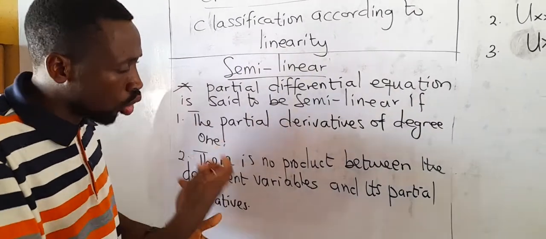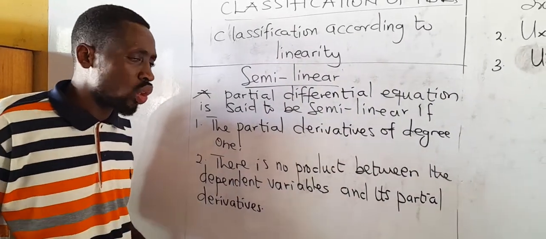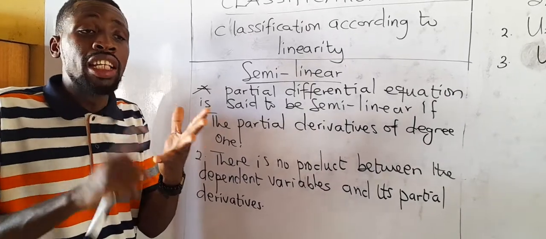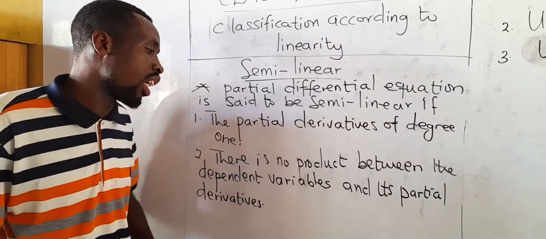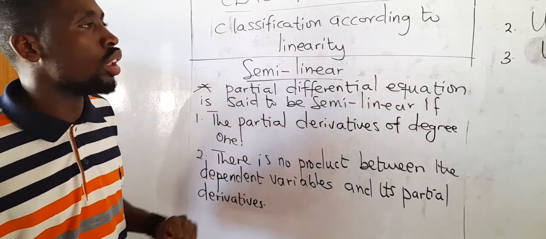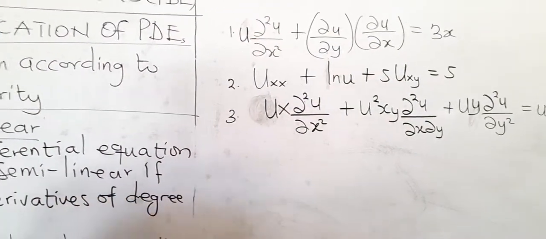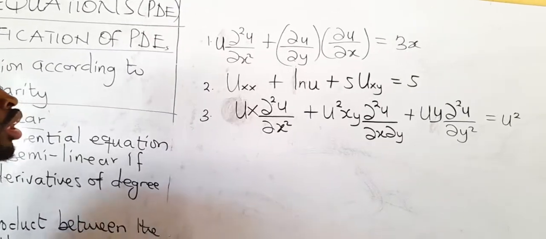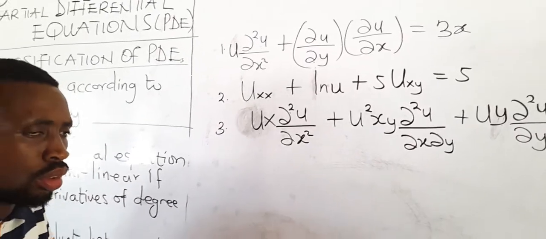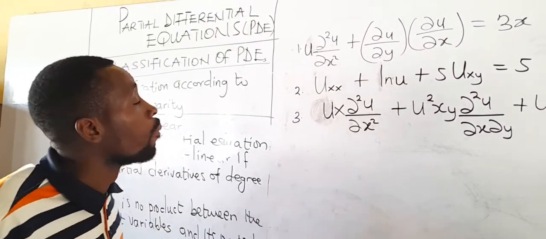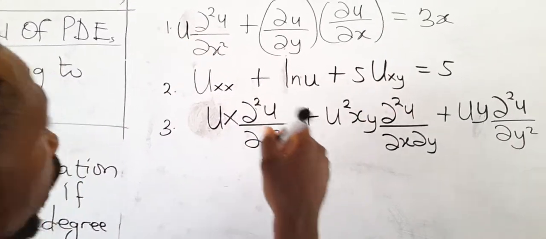These conditions will also be satisfied for linearity. However, there is one condition for linearity that is not here. Thus, there must not be any transcendental function of the dependent variable and partial derivative. It's not here. So just two conditions. So let's check these three partial differential equations and see which one is semi-linear and which one is not. Now, before you check whether it is semi-linear, you must first check whether it is linear. So let's first check this one, whether it is linear.